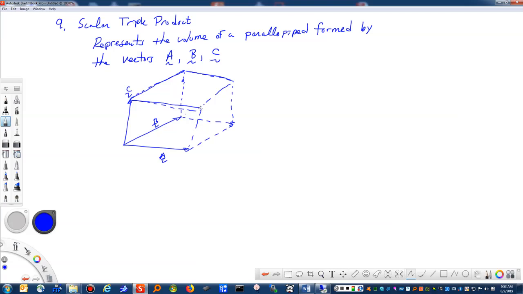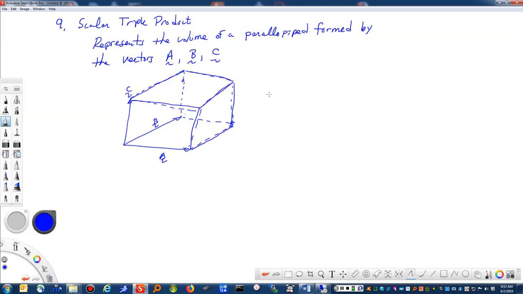If I do the scalar triple product of those three vectors, A, B, and C, then what I'll get is the volume of that cube type shape or parallelepiped. Again, a cube would be at all right angles, but a parallelepiped may have a skew angle in there.